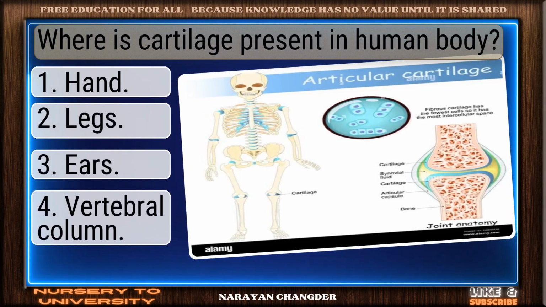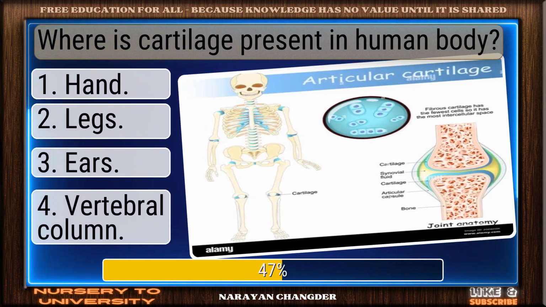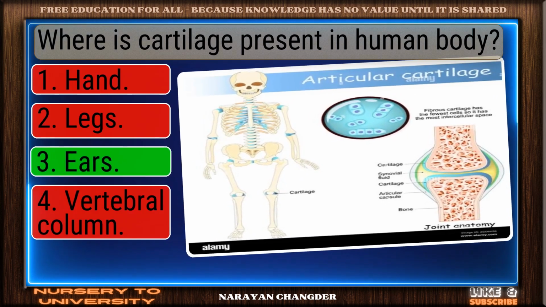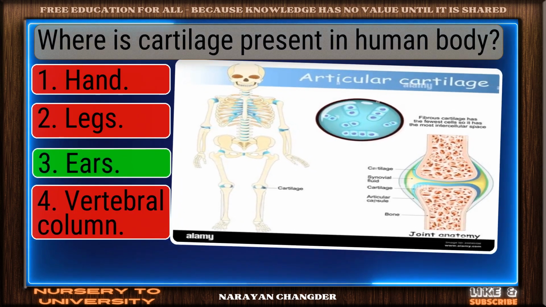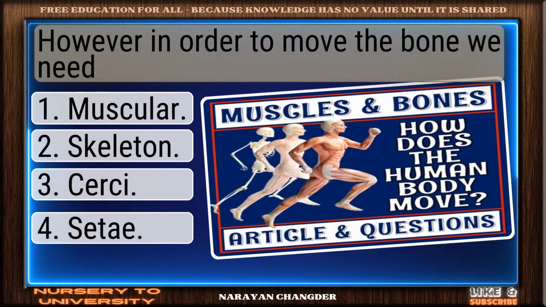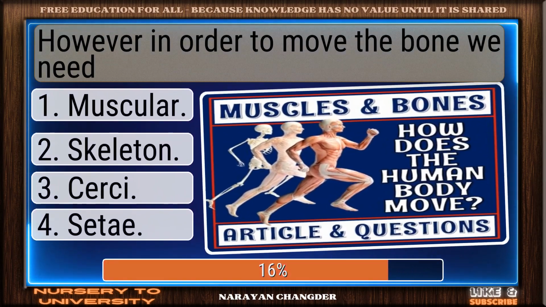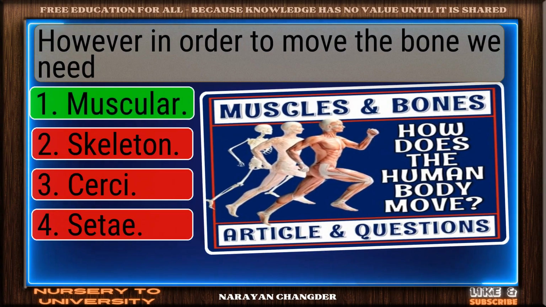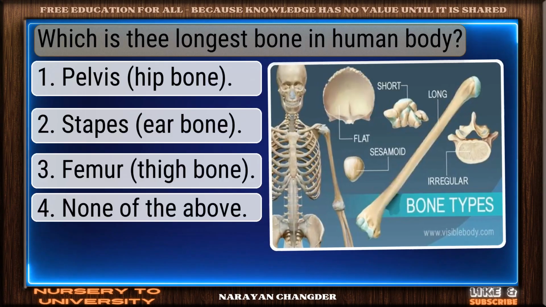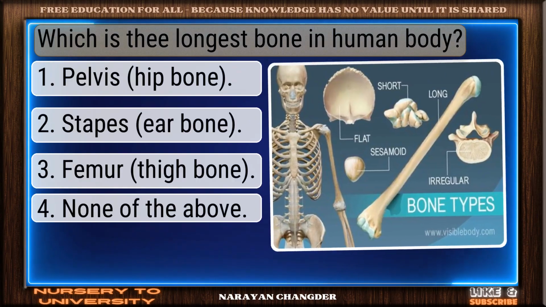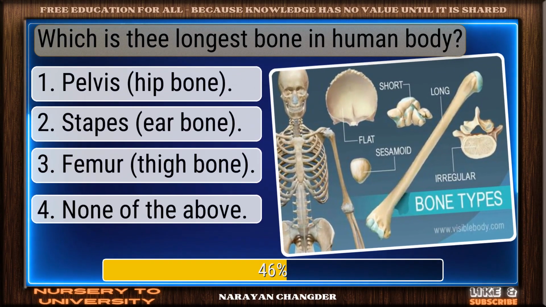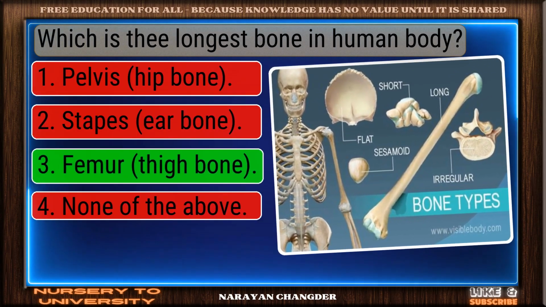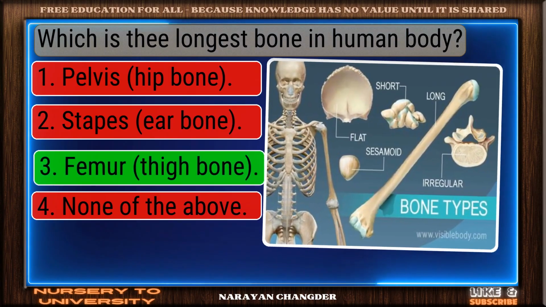Where is cartilage present in human body? Strong choice. Ears is the right answer. However, in order to move the bone we need. Valid point. Muscular is true. Which is the longest bone in human body? Smart pick. Femur is the correct choice.